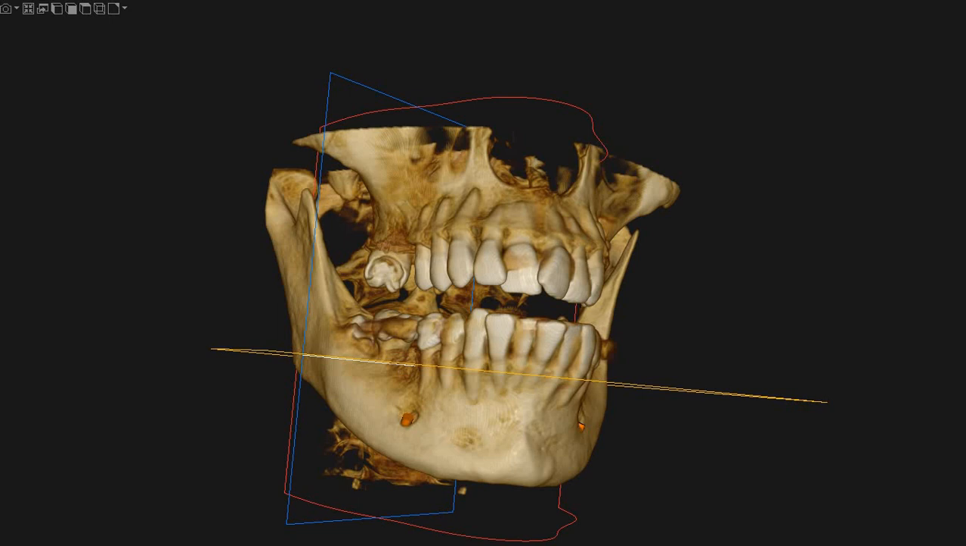This is the CBCT of the patient that you had requested. The area of interest is the upper maxilla. Let's start focusing on the maxilla, starting with the upper right sixth region.